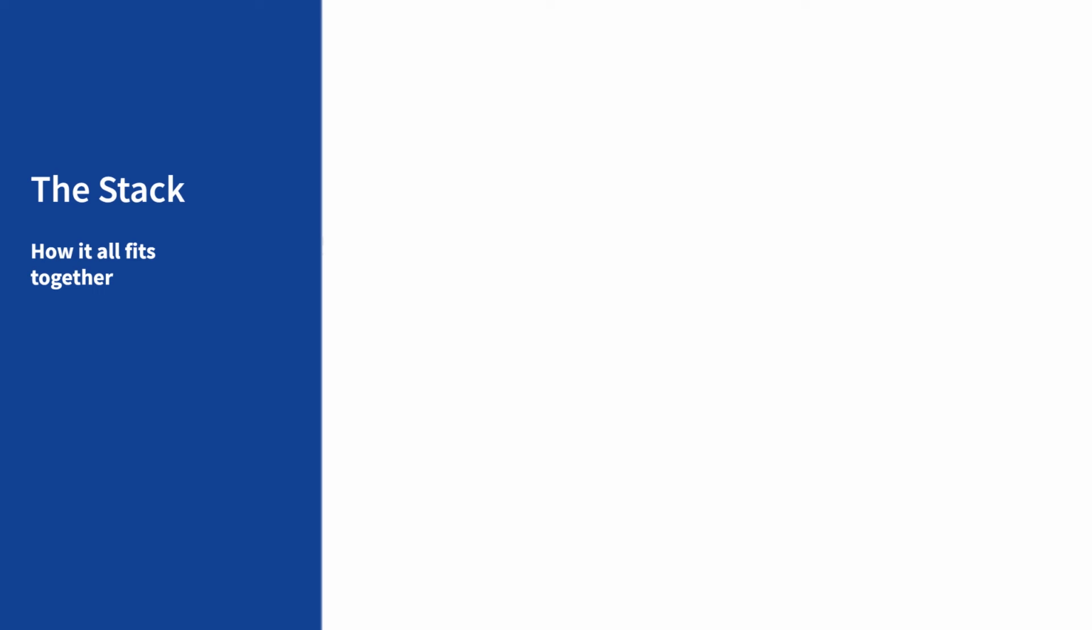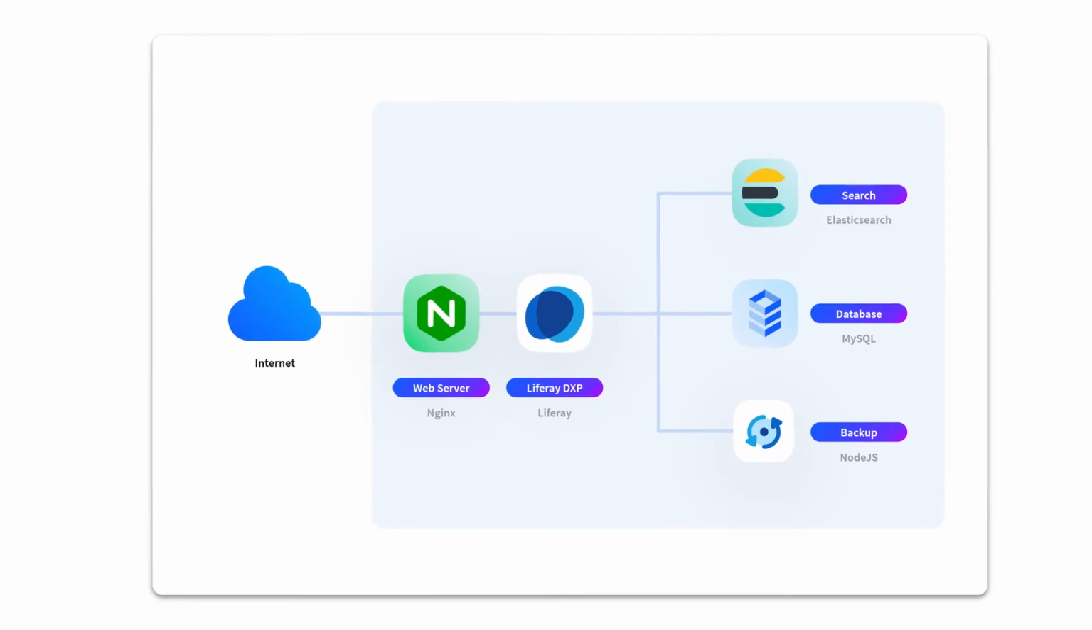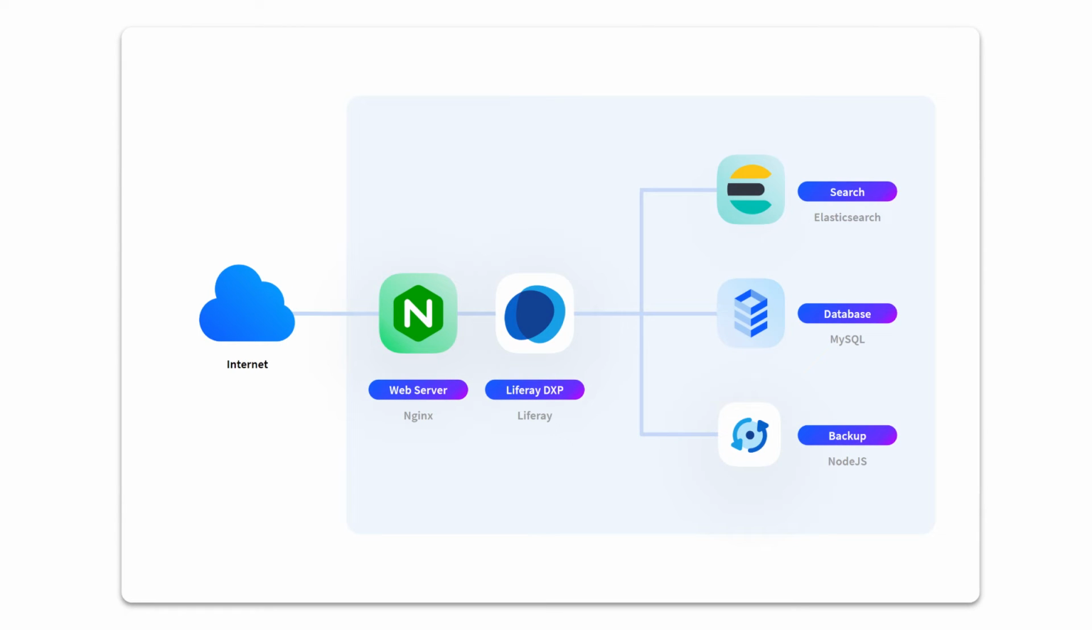So what is the DXP Cloud stack? The DXP Cloud stack consists of 5 default services. These are the web server, Liferay, search, database, and backup. The web server sits in front of your Liferay DXP instance and handles all of the traffic directed to your environment from the internet. The Liferay service is where Liferay DXP resides.